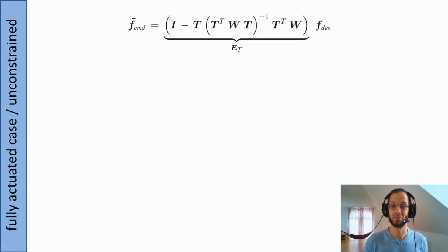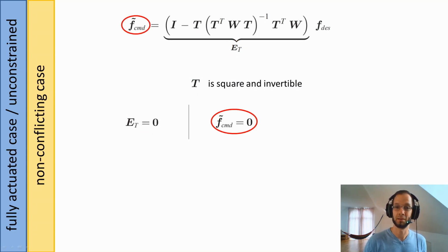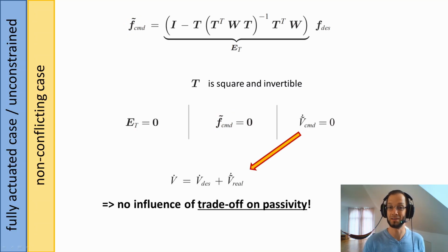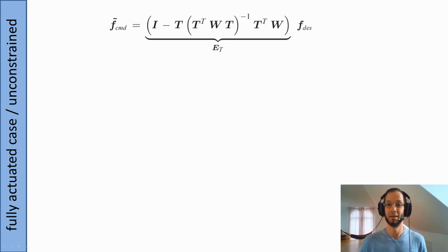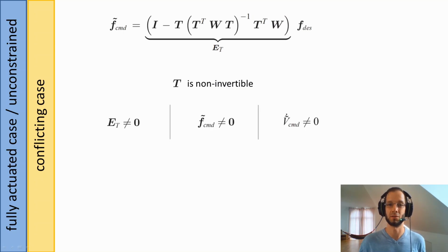If we now first consider the non-conflicting case, and if T is square and invertible, ET becomes 0, F tilde command becomes 0, and thus also V dot tilde command becomes 0. This means that the trade-off has no influence on passivity. Next, we consider the conflicting case, for which T is non-invertible, and thus neither ET, nor F tilde command, nor V dot tilde command becomes 0.